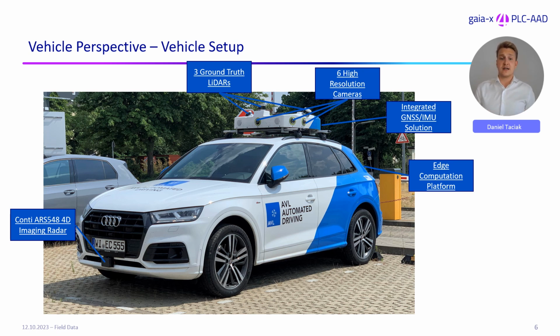For localizing our vehicle, it also is equipped with a GNSS or GPS sensor combined with an IMU or inertia measurement unit, which at any time provides us with the centimeter-precise position of the vehicle and highly accurate speeds and accelerations of the car in every direction. On the front bumper, you can see the SUT or sensor under test, the Conti ARS 548 4D imaging radar.